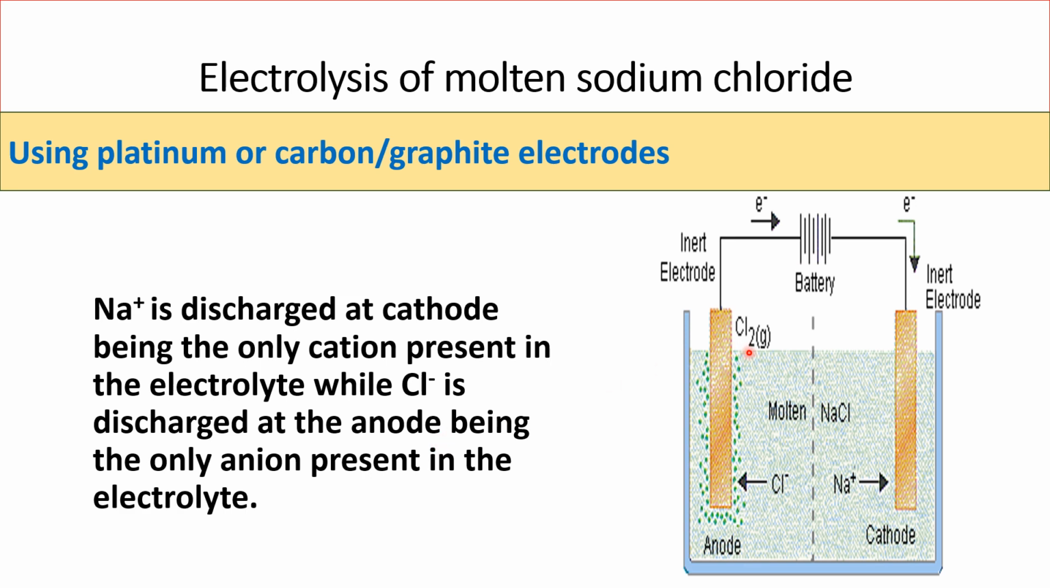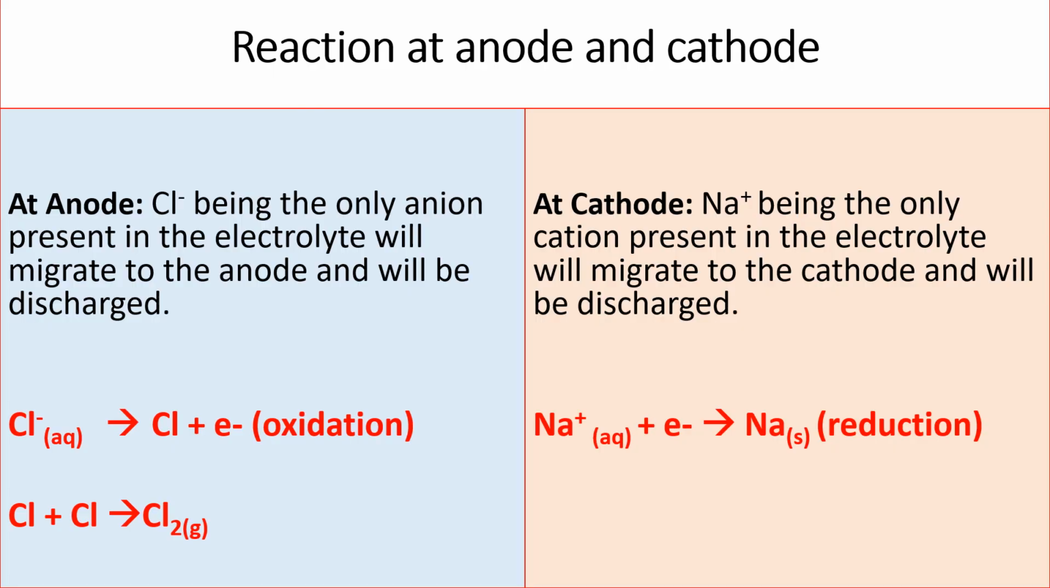So what would then happen? This is sodium ion migrating to the cathode. This is chloride ion migrating to the anode. Chloride ion migrates to the anode and liberates chlorine gas. This is molten sodium chloride. It does not contain water, and that is what molten means in this case. Reaction at anode and cathode.